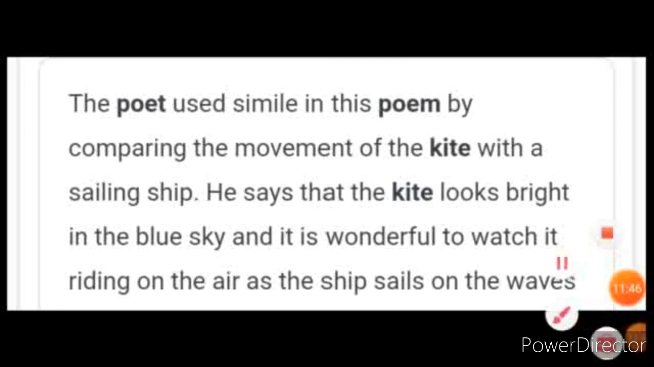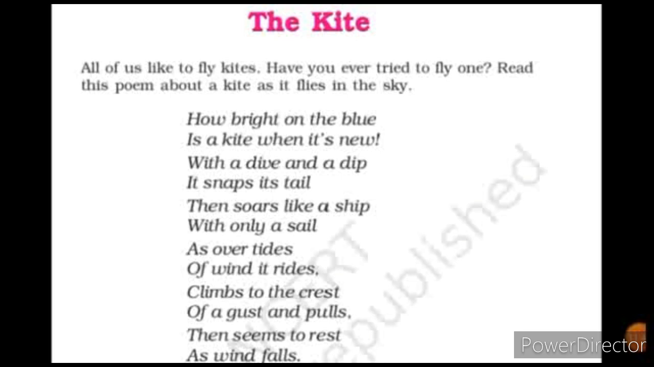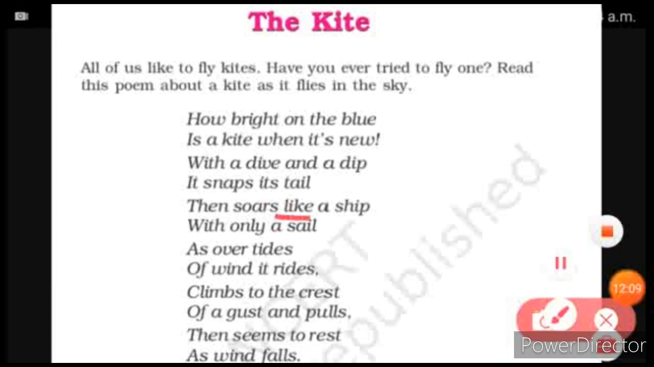Now look at the poem. In the poem itself, we can identify the figures of speech. What is mentioned here? The poet says that it is mentioned as a simile. Why are we saying that it is a simile? The poet compares the movement of a kite with a sailing ship. See, in the poem it is mentioned as like. Wherever you find the word as or like, it is mentioned as simile.